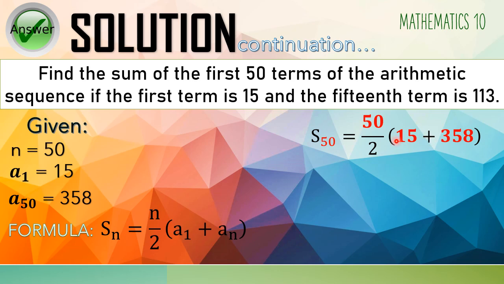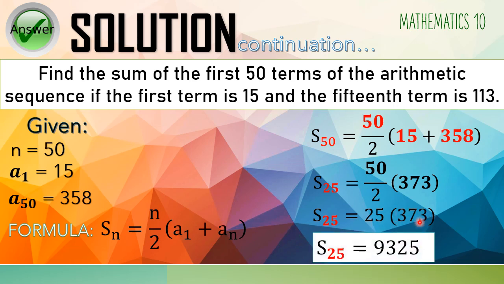So we have 15 plus 358. We have 373. Multiplied with 50 and then divide by 2, or let's simplify first the 50 divided by 2, which is 25, and next to that we can multiply directly to 373, and so we got an answer which is 9,325.